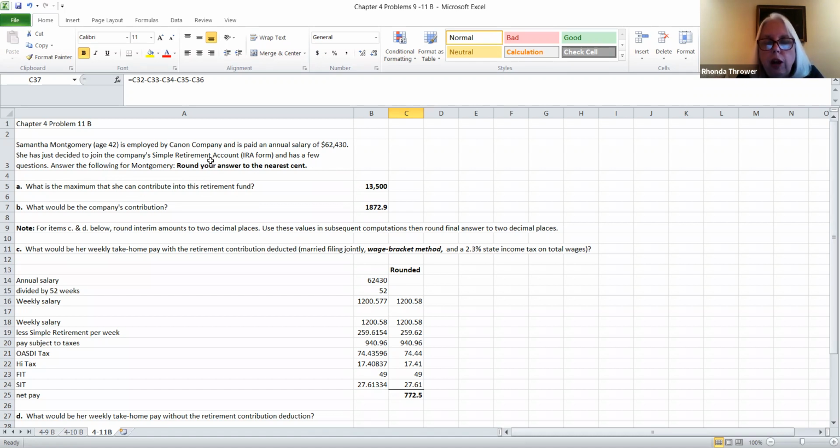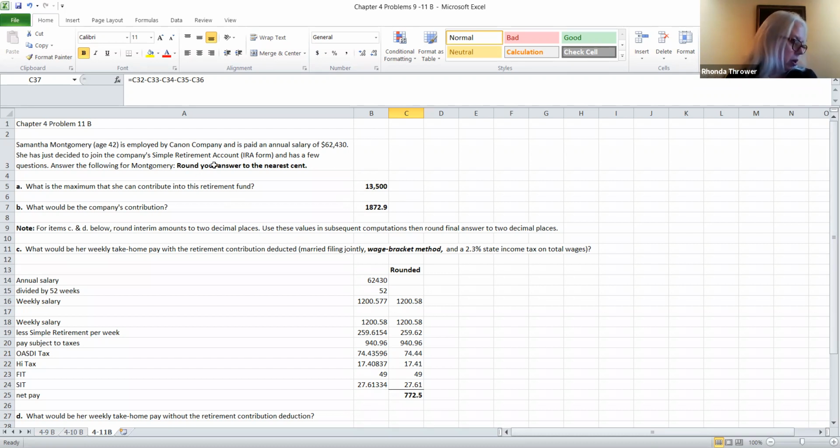For the simple retirement fund, the maximum amount that she can contribute is $13,200. This amount comes straight out of your textbook. There's a table in figure 4.3 on page 4-9 of this textbook that tells you exactly how much the maximum is. $13,500 is the maximum amount that she can contribute to the simple retirement account.